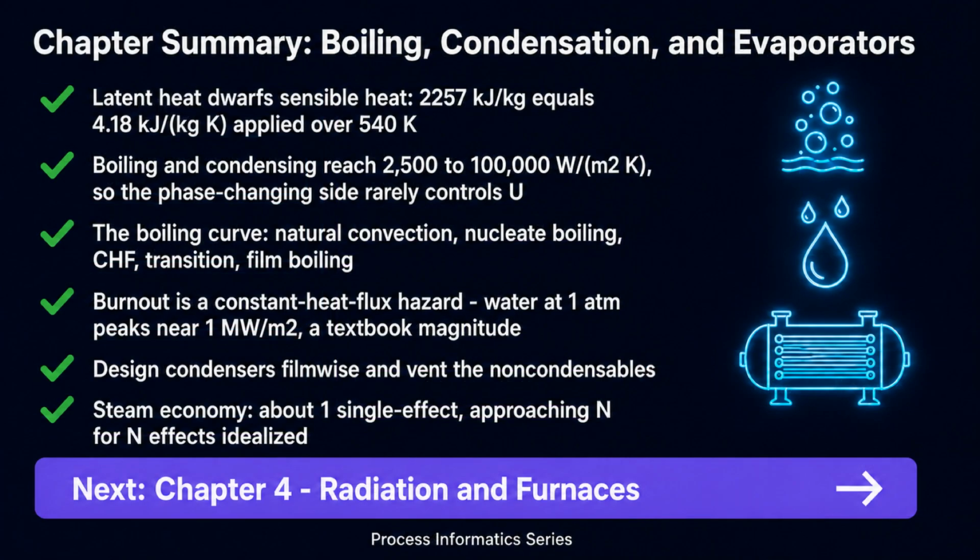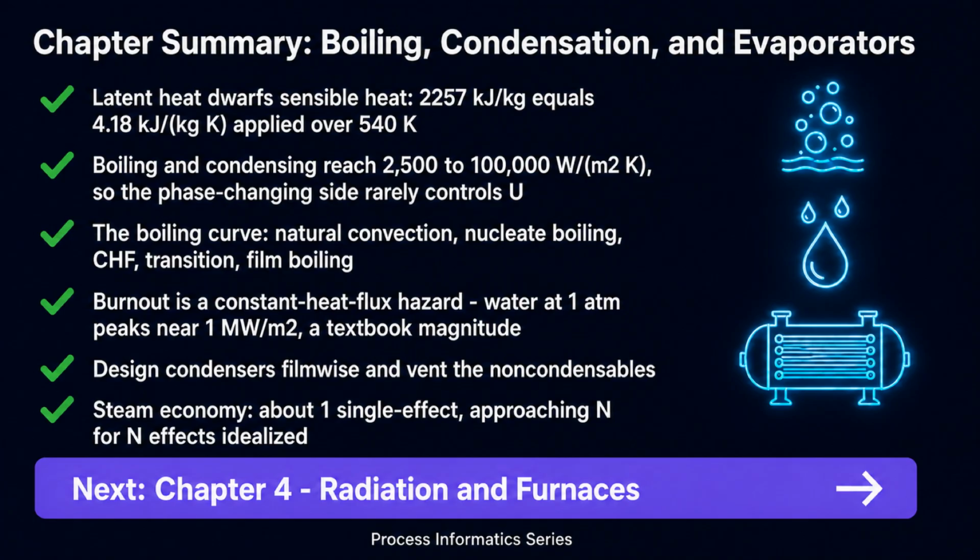Let us pull the chapter together. Latent heat dwarfs sensible heat. Water's 2257 kilojoules per kilogram equals 4.18 kilojoules per kilogram Kelvin applied over 540 Kelvin, which is why phase change equipment carries the plant's largest duties. Boiling and condensing coefficients reach 2,500 to 100,000 watts per square meter Kelvin as typical magnitudes, so the phase-changing side rarely controls the overall coefficient.